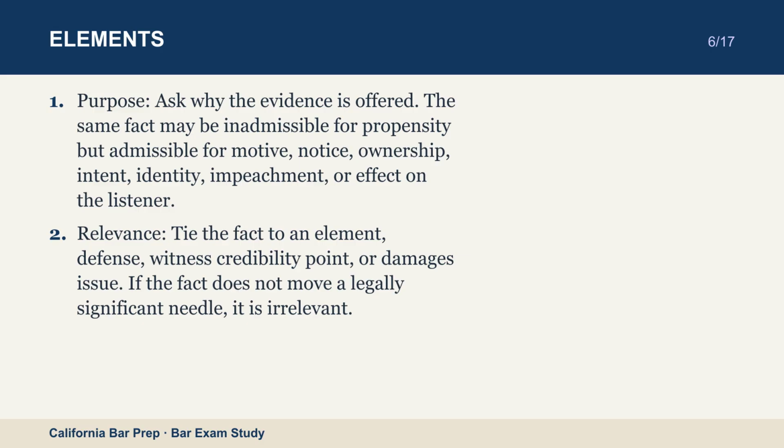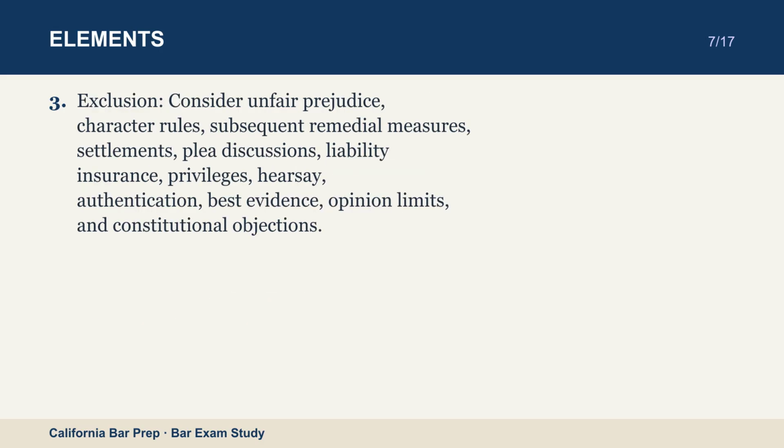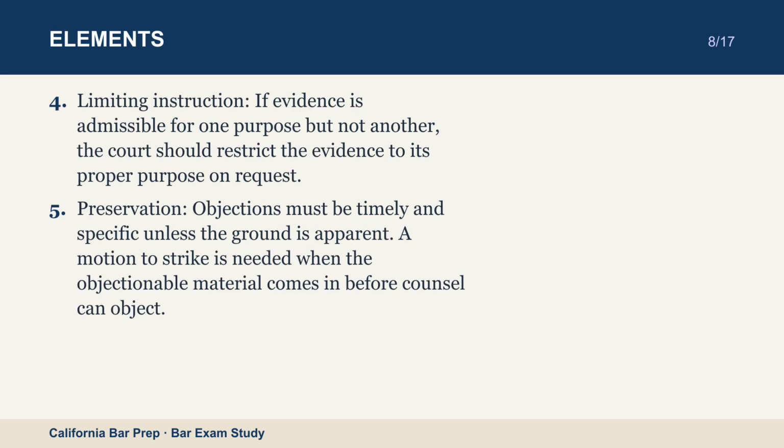If the fact does not move a legally significant needle, it is irrelevant. Exclusion. Consider unfair prejudice, character rules, subsequent remedial measures, settlements, plea discussions, liability insurance, privileges, hearsay, authentication, best evidence, opinion limits, and constitutional objections. Limiting instruction. If evidence is admissible for one purpose but not another, the court should restrict the evidence to its proper purpose on request. Preservation. Objections must be timely and specific unless the ground is apparent. A motion to strike is needed when the objectionable material comes in before counsel can object.